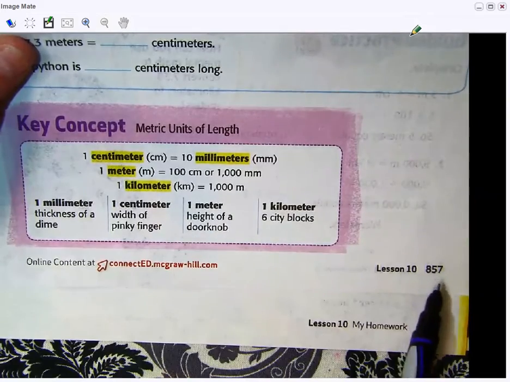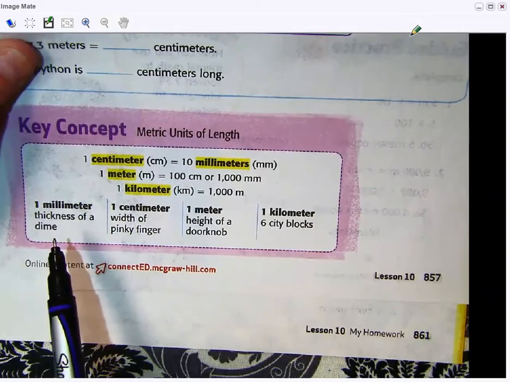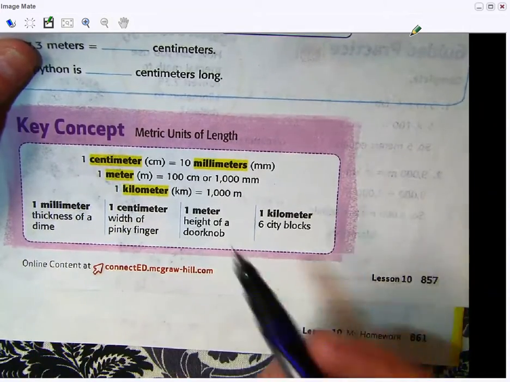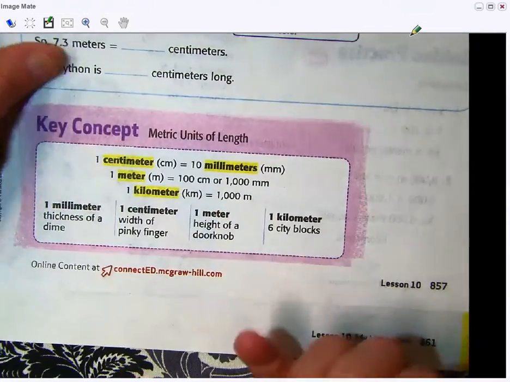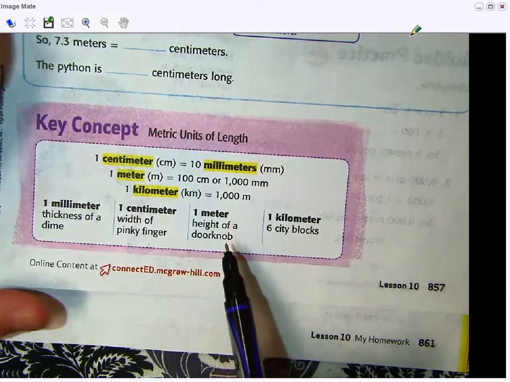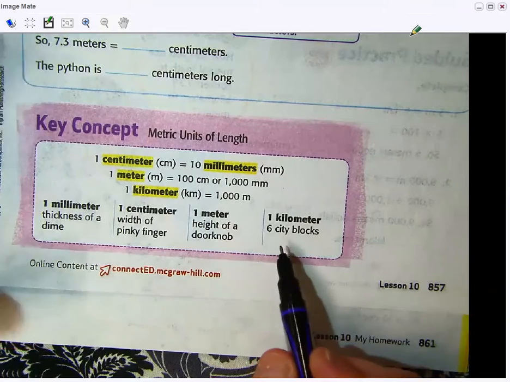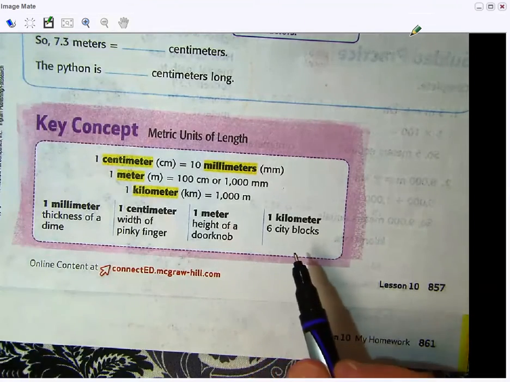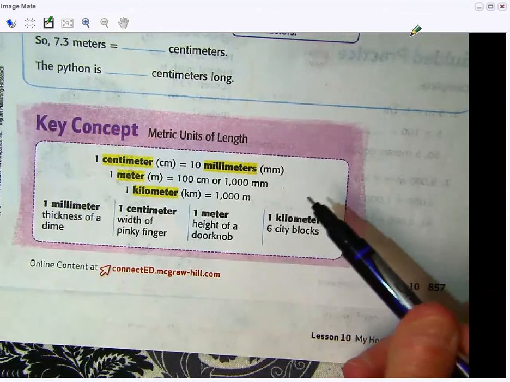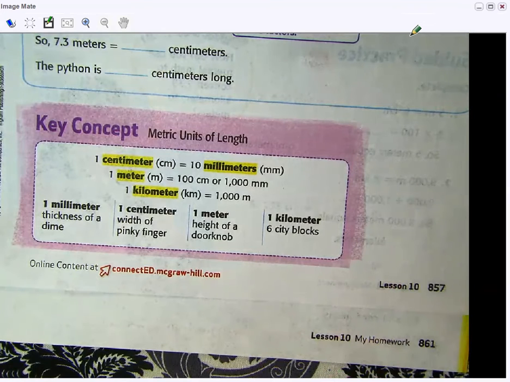So if we look at page 857, we notice again, these are our conversions, and they even give you an idea of the thickness or the height of something. So a millimeter is about the thickness of a dime, which is pretty thin. A centimeter is the width of your pinky finger, not the length, but the width of your pinky finger. And then a meter is the height of a doorknob, so it's a little over 3 feet. And a kilometer is less than a mile, but it's about 6 city blocks. So again, notice that using the metric system, we are using powers of 10, which will make it so much simpler for you when you're multiplying. And again, remember, we're using conversions from largest unit to smaller unit, okay?